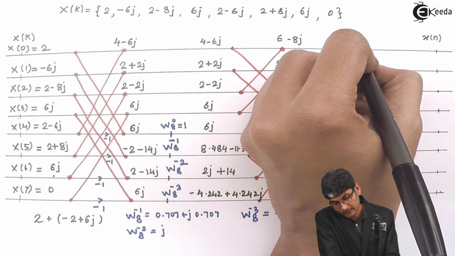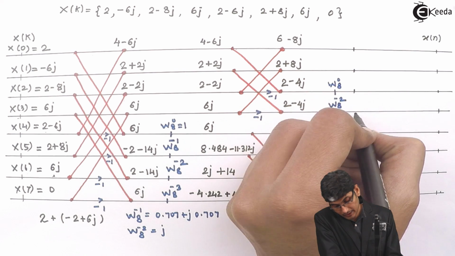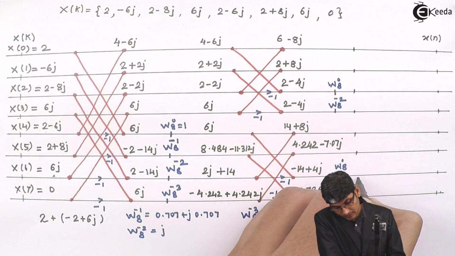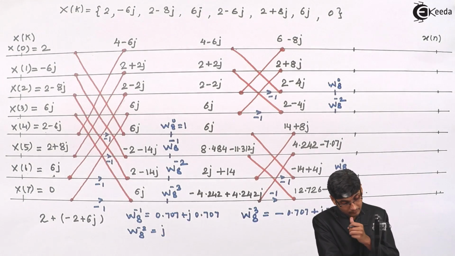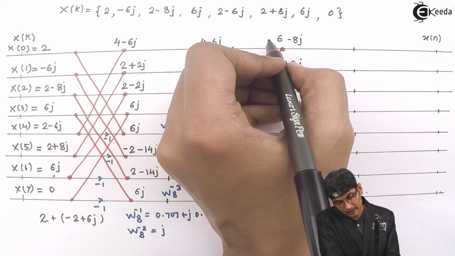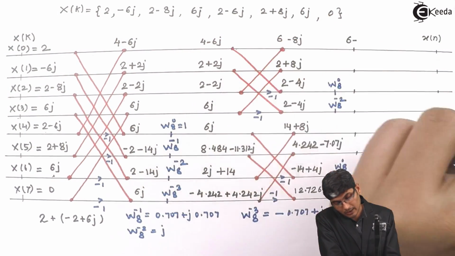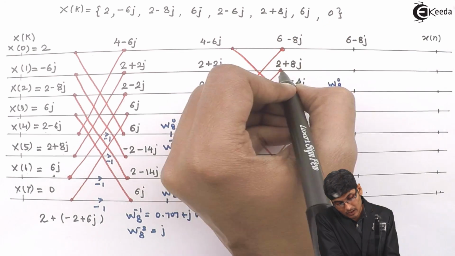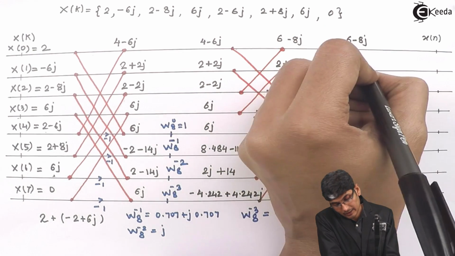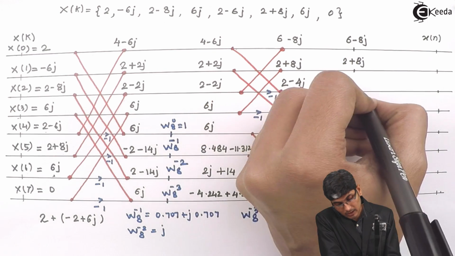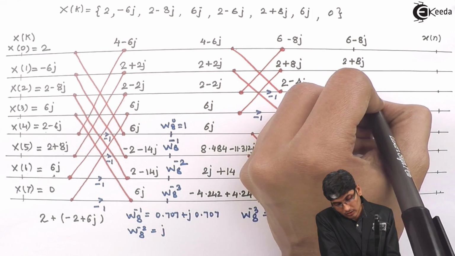Let us say that the next stage starts from this point. Okay, everywhere it will start from this point. So when I am going to multiply this, and there is nothing over here, so it becomes 6 minus 8j. This becomes 2 plus 8j. Then this becomes 2 minus 4j.